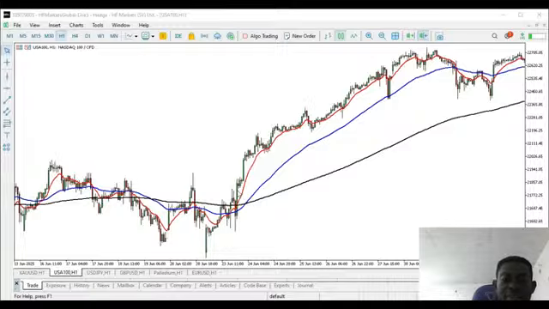Can you see my screen? If you can see my screen, please type 2 in the comment section. All right, thank you.